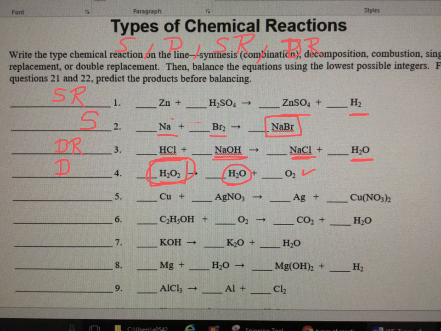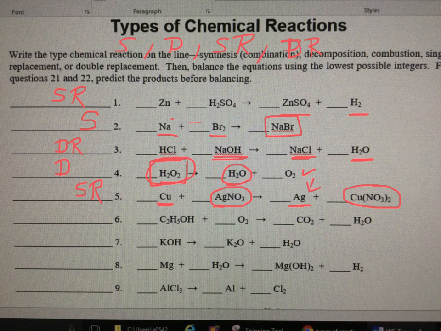Okay, number 5. You have copper by itself and silver nitrate is your compound. Silver dumps nitrate, goes by itself, and now copper is with nitrate. Okay, silver is all alone. This is a single replacement.